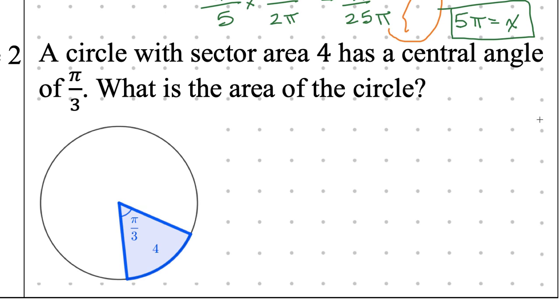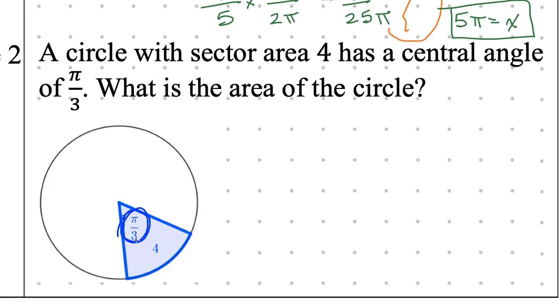Jose, go for it. The degrees formula? It's not going to be degrees, unfortunately, because that angle right here is not in degrees. It's going to be in radians. Can you tell us what's going to go where? Pi over 3 over 2 pi is equal to s over pi r squared.